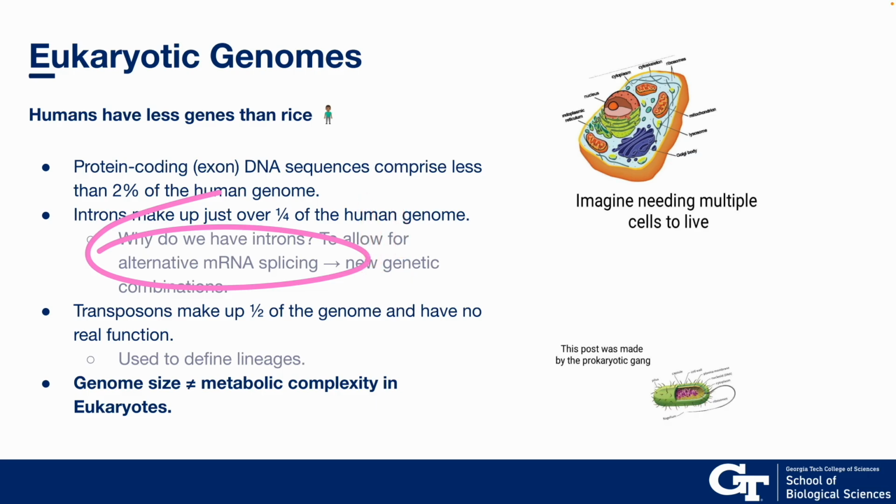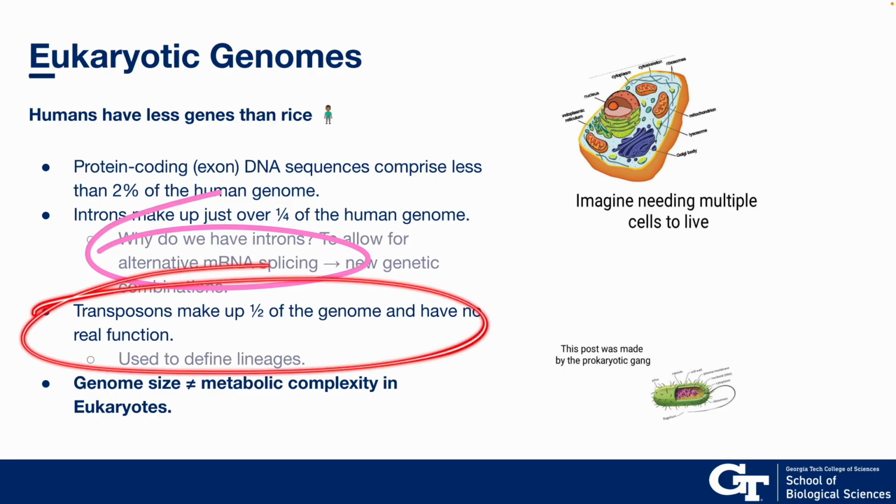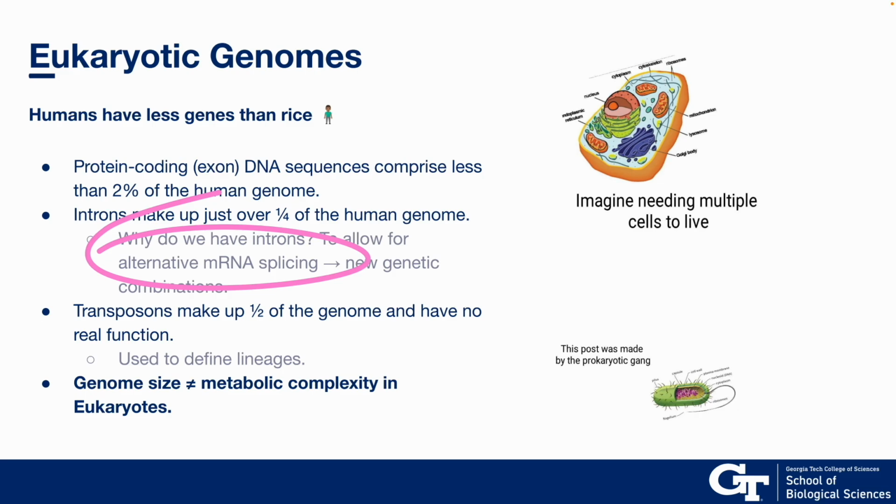We can have fewer genes than rice, but we can use alternative splicing, putting those exons in a different order to produce multiple proteins from a single gene. Rice don't really do that as much. So because of the presence of introns taking up so much of our genome, when we splice this out, we can put our exons in a different order. And you can see here the exons that directly code for proteins are less than 2% of our genome. And then we also have something called transposons, which are genetic elements that can move around, but we have no real function for them besides ancestry.